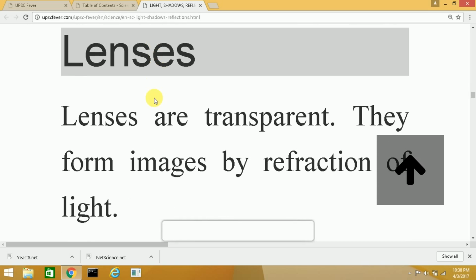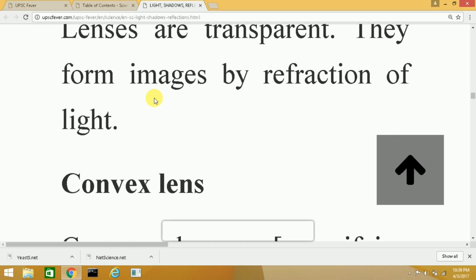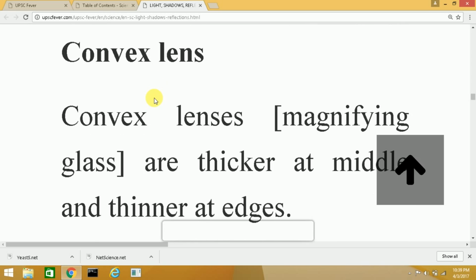The next topic is lenses. Lenses are transparent and they form images by refraction of light. So bending of light when it passes through a medium is known as refraction. A convex lens is usually used as a magnifying glass, and it is thicker at the middle and thinner at the edges. The image of a convex lens is real or inverted, of the same size or of a larger or smaller size, depending on its position from the lens.